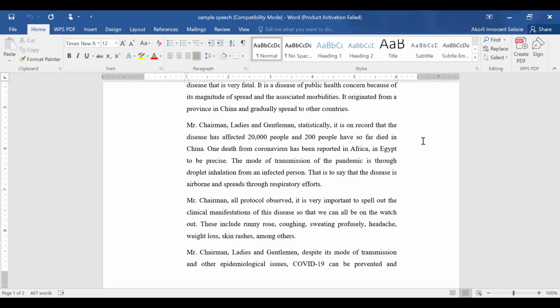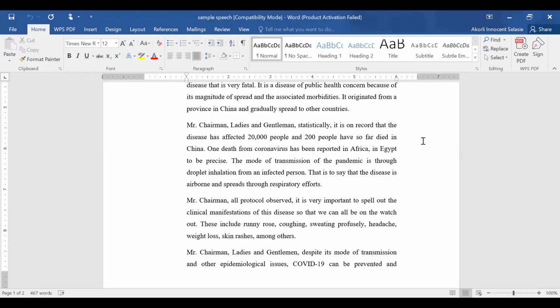The mode of transmission of the pandemic is through droplet inhalation from an infected person. That is to say that the disease is airborne and spreads through respiratory efforts. Mr. Chairman, all protocol observed, it is very important to spell out the clinical manifestations of this disease so that we can all be on the watch out. This includes runny nose, coughing, sweating profusely, headache, weight loss, skin rashes, among others.